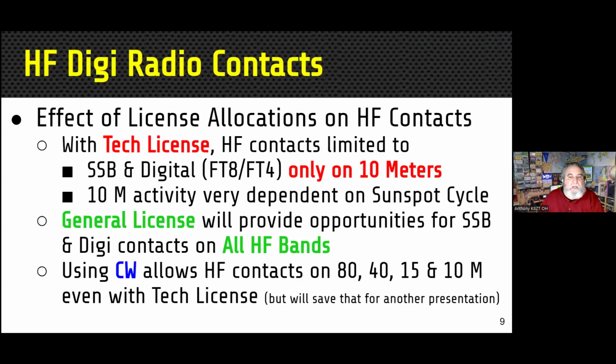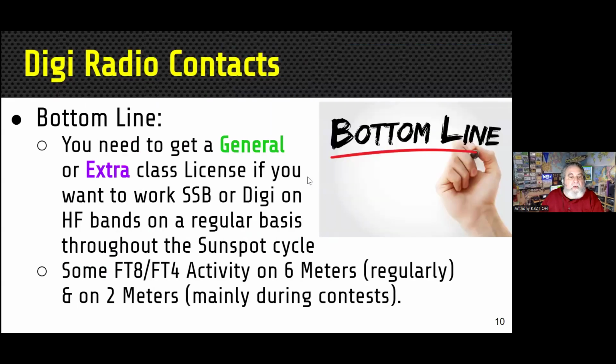So with a tech license, HF contacts are limited to single sideband and digital only on 10 meters. That's probably the most common infraction that the FCC sends out warning letters for: technicians operating FT8 or FT4 on one of these CW bands that they have access to, 40 meters, etc. Just a reminder, you cannot operate FT8, FT4 as a technician on any band except for 10 meters and the VHF, UHF bands. A general class license will provide you access on all the HF bands. So the bottom line is get a general or extra class license if you want to be able to operate digital contacts on all the bands.